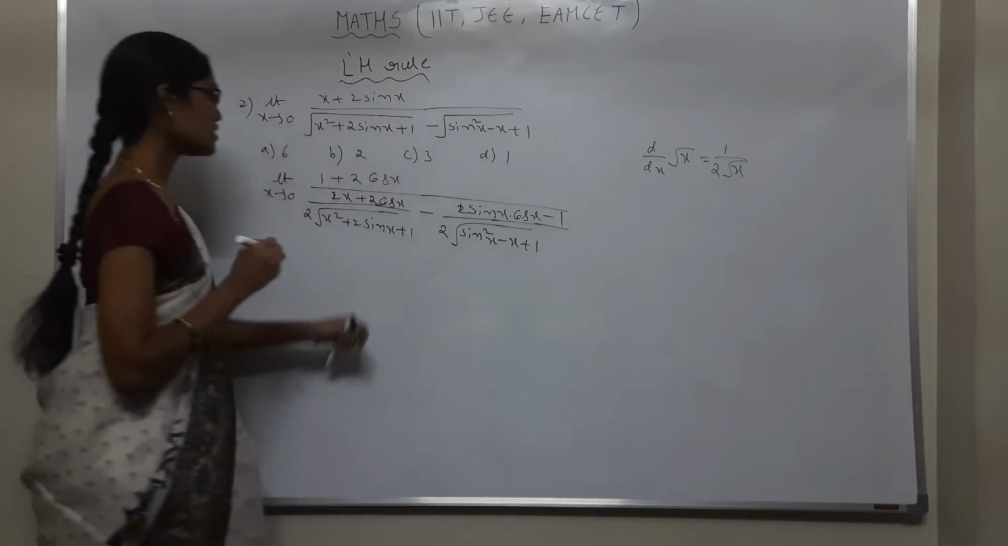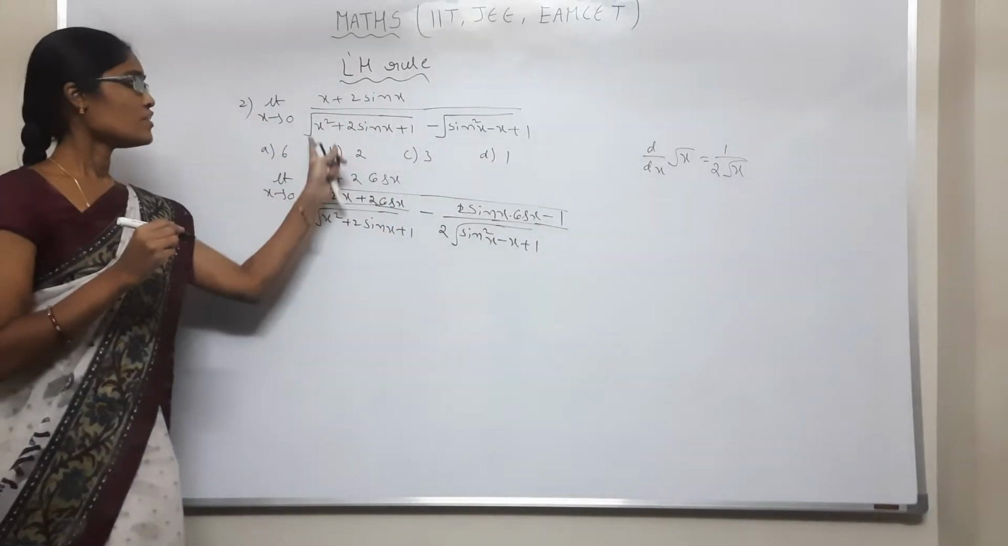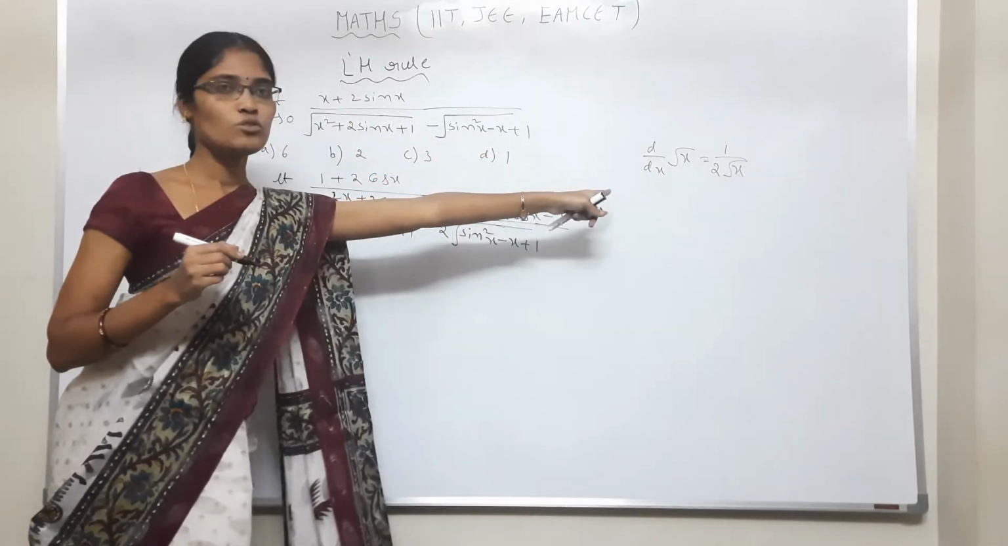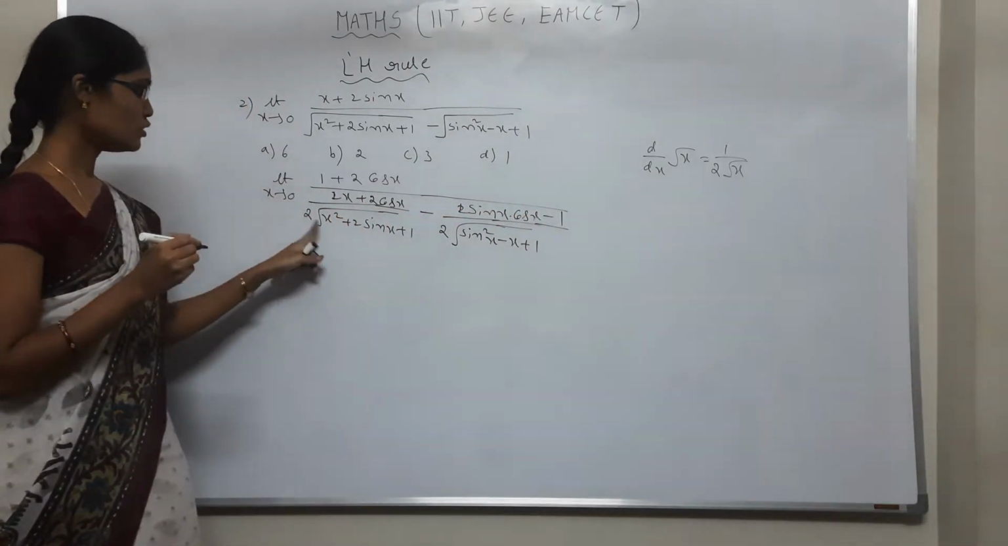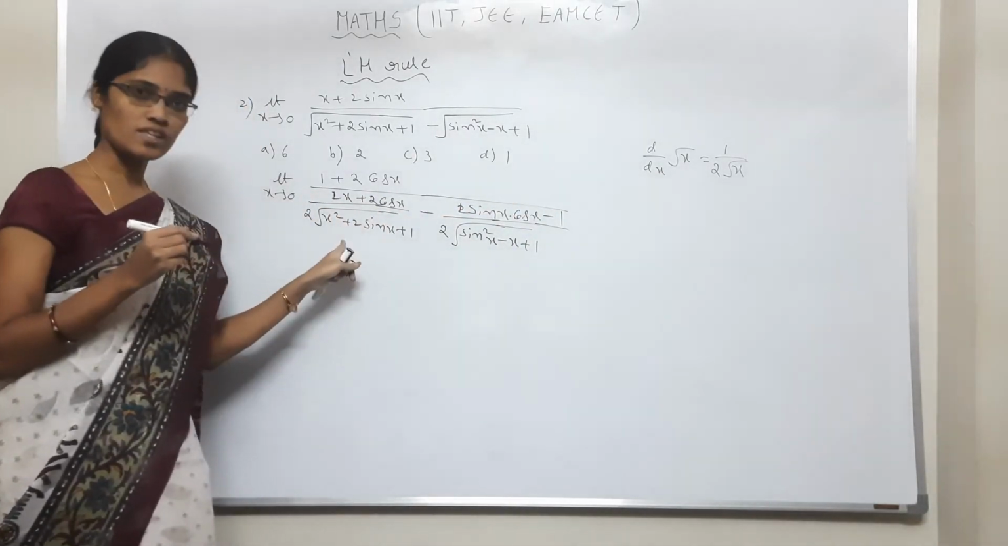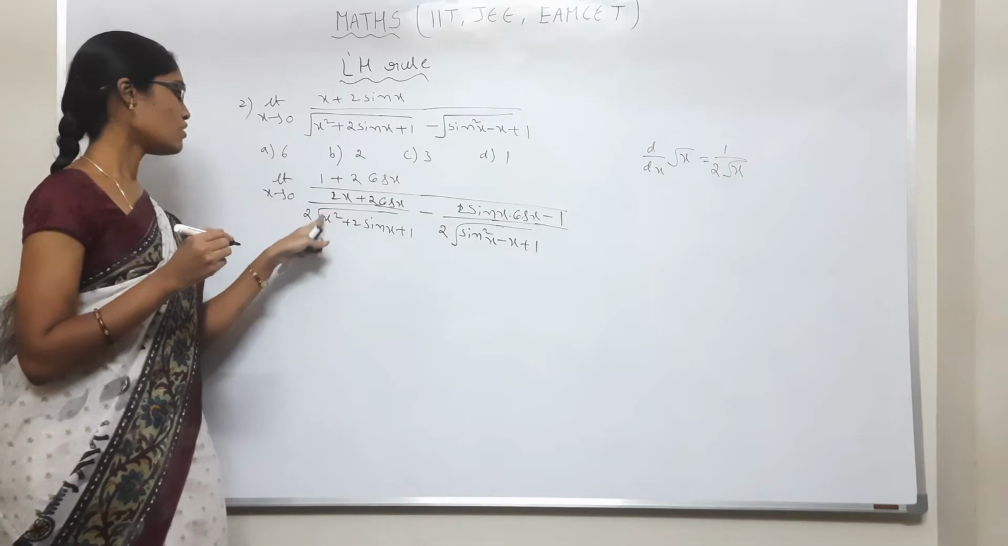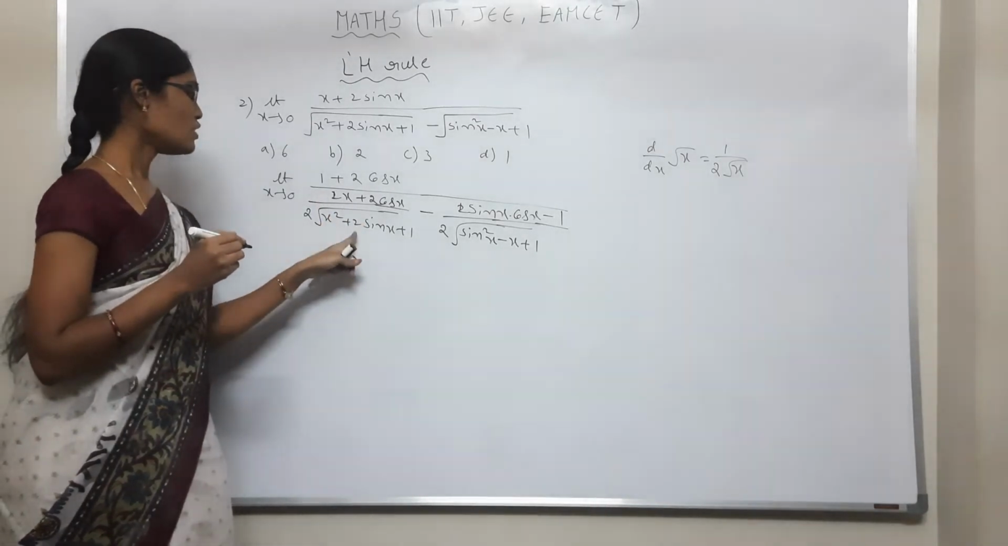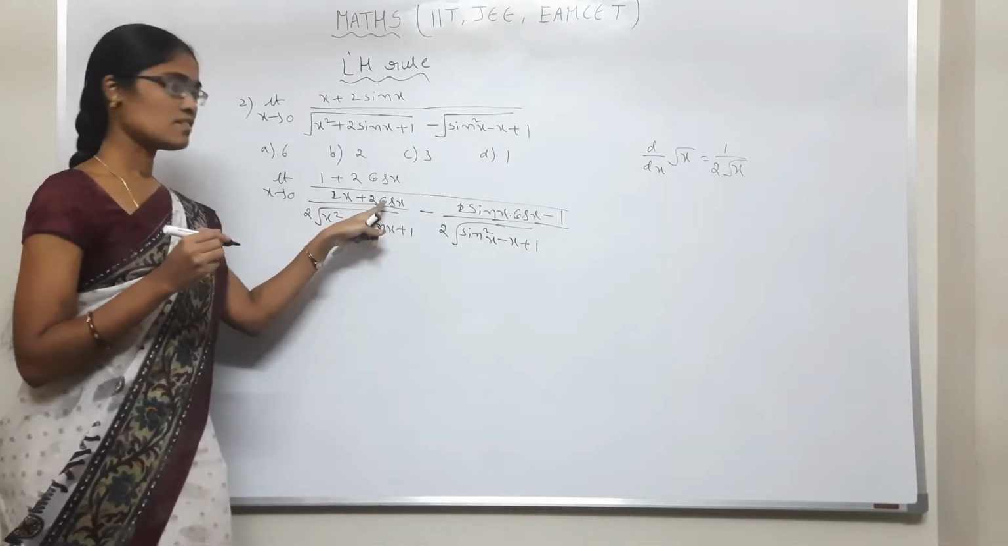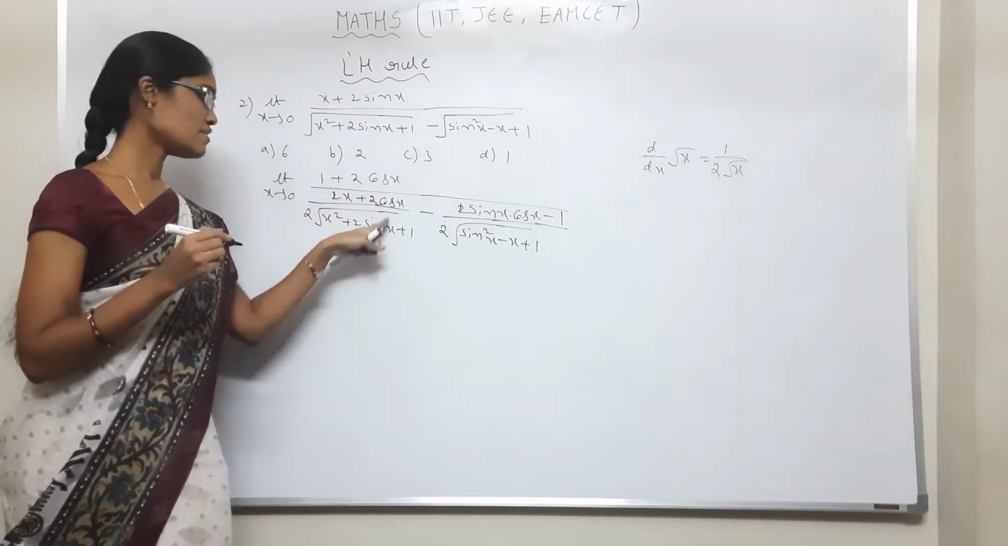Okay. See here. Root x. Derivative of root x is 1 by 2 root x. Inner derivative of this x square. Derivative of x square is 2x. Derivative of 2 sin x: 2 write as it is, it's constant. So derivative of sin x is cos x.